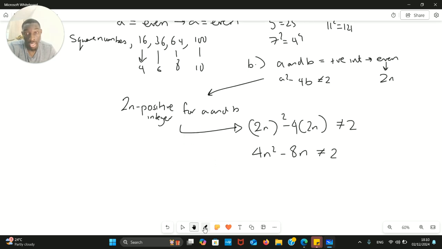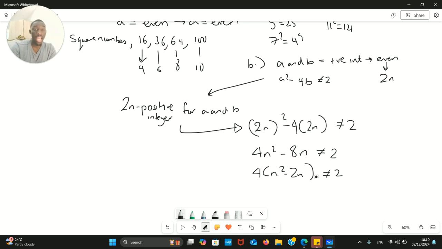Now what I could do is factorize it out. So I'm going to have 4, bracket n squared minus 2n, and that is equal to 2.